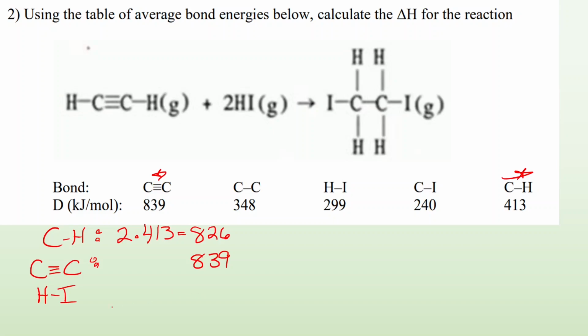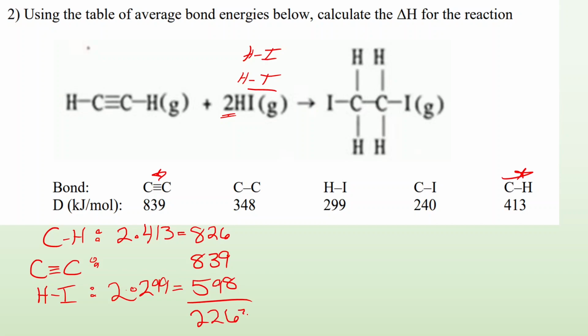For the hydrogen iodide bond, there's 2 of them because of this 2 right here. So it's saying that we have 2 molecules of HI. So I have to break 2 HI bonds. So 2 times 299 gives me 598. So when I add all those together, I'll get how much energy I had to put in to break all those bonds. When I do that math, I end up with 2,263 kilojoules to break all those bonds.